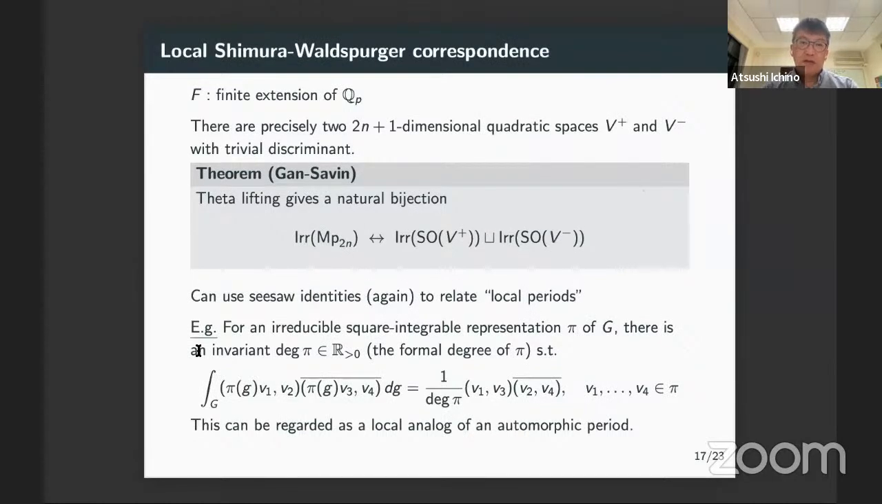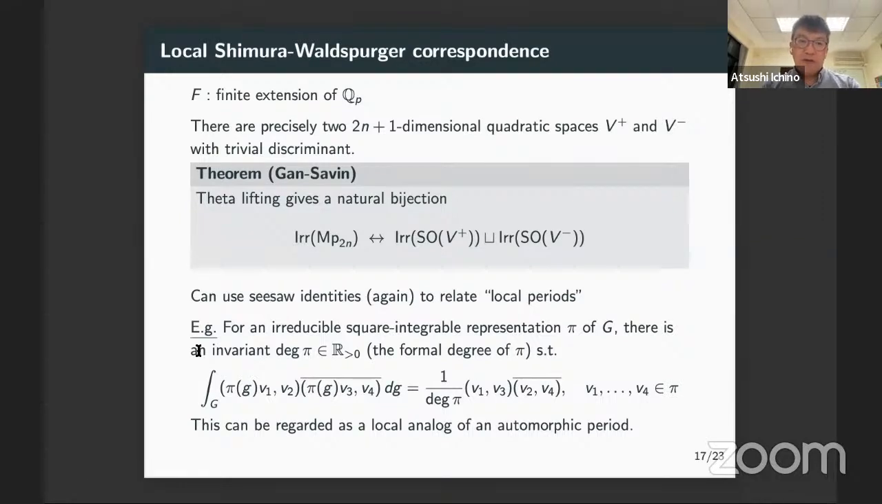So let me talk about the local setting. Suppose that F is a finite extension of Q_p. In that case, there are precisely two (2n+1)-dimensional quadratic spaces, V_plus and V_minus, with the given discriminant. Then Gan and Savin show that the theta lifting gives a natural bijection from the set of Mp_2n representations to the sum of the sets of SO(V_plus) and SO(V_minus) representations. And they also show that this bijection satisfies natural properties.